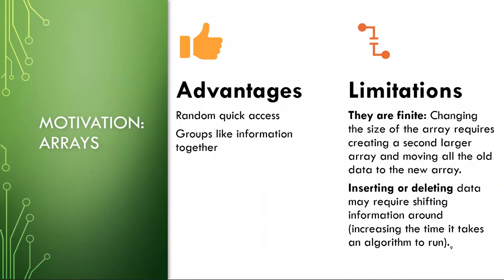So, advantages. Random access is quick. The idea with an array is that in memory, it's all one linear structure in a similar area, so being able to jump back and forth is very quick. It's not hard for a program to actually do. And it groups like information together.